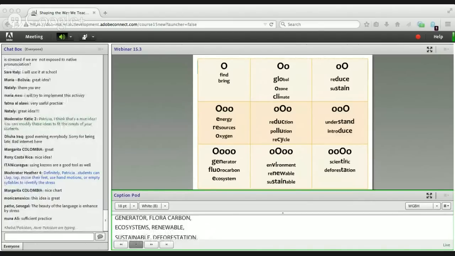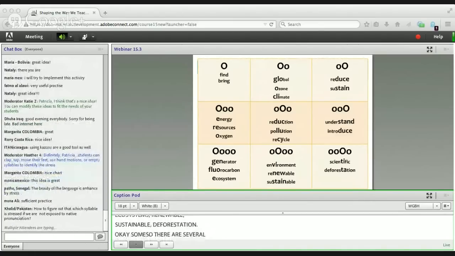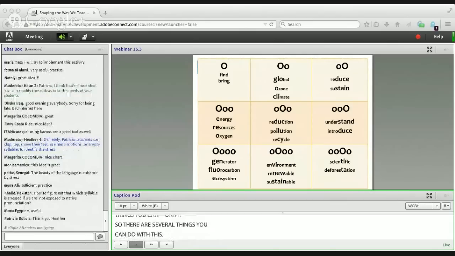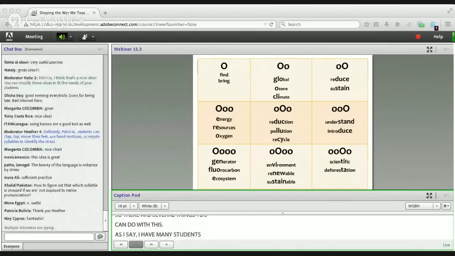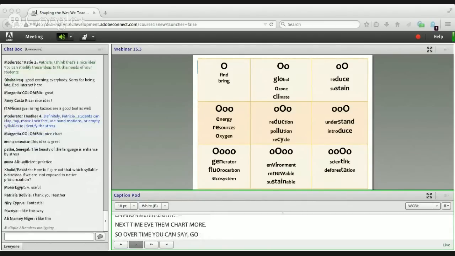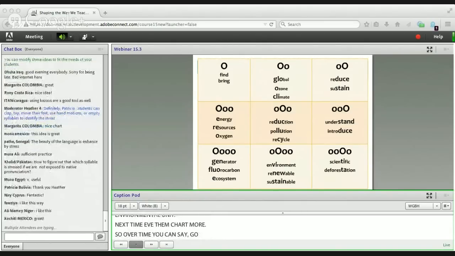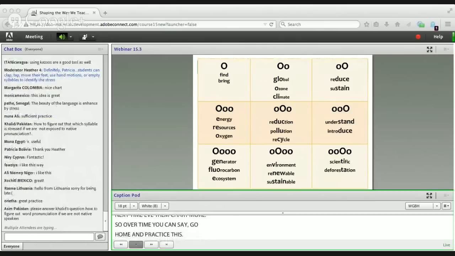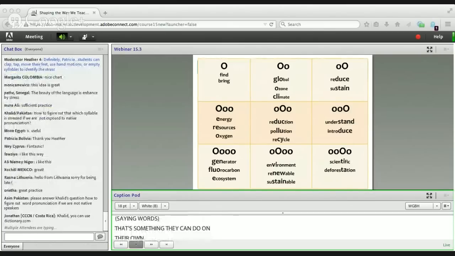As I said, I really have my students chart many words, not just the environmental unit. The next time I have them chart more words and more. So over time, they're gonna be able to go home. You can say, go home and practice this, da-da, global, ozone, climate. That's something they can do on their own, if they're pretty confident, if you're pretty confident that they understand the concept.